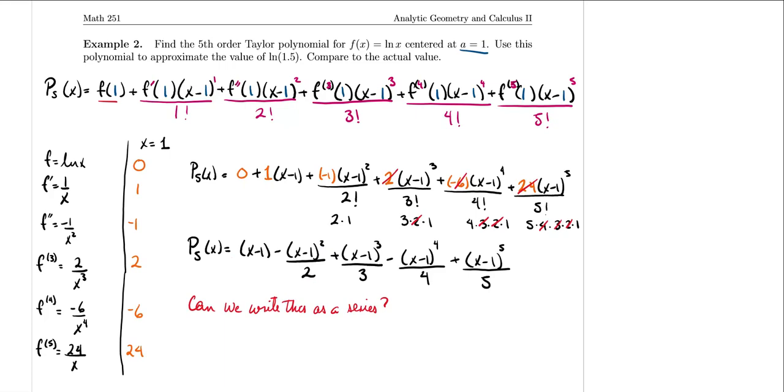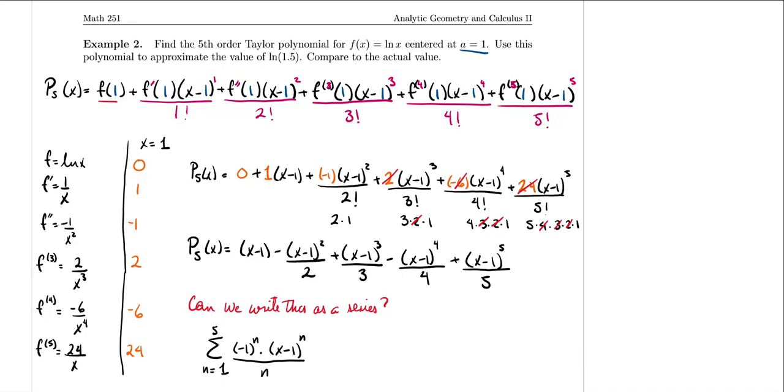Well, I'm thinking that we can write this one as the sum, as n goes from, well, we have 5 terms, so I'm going to say that n is going from 1 to 5. Okay, so we have an alternating series, so I'm going to have a negative 1 raised to the n times, now we always have an x minus 1 in each of the terms, so I'll put here an x minus 1 raised to the n divided by n.